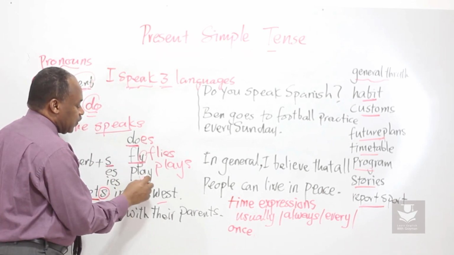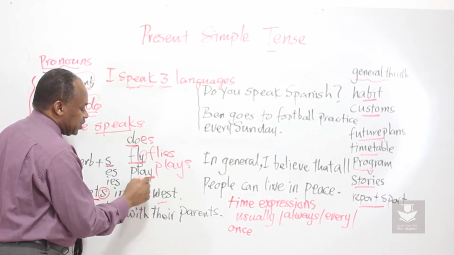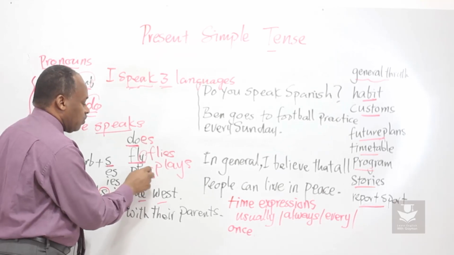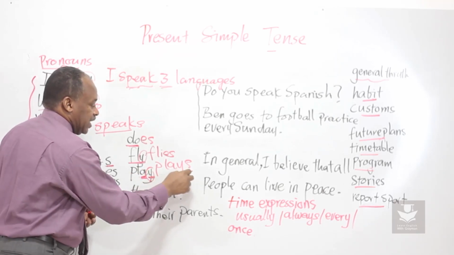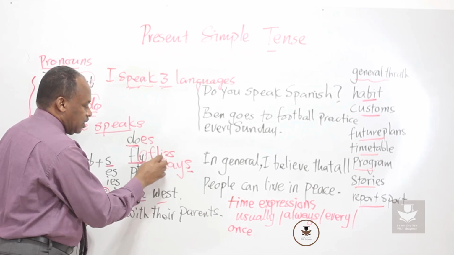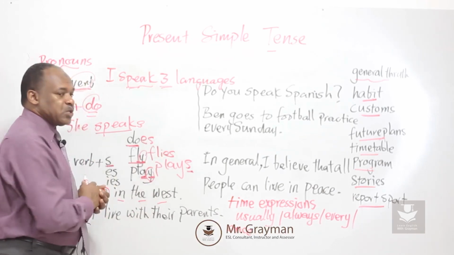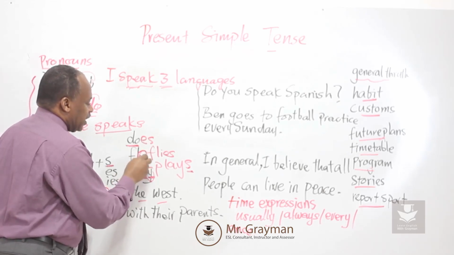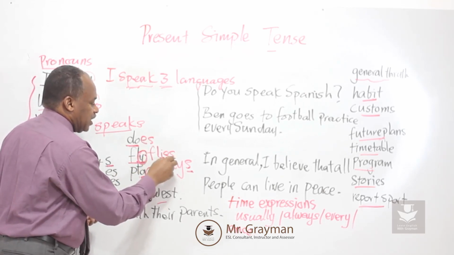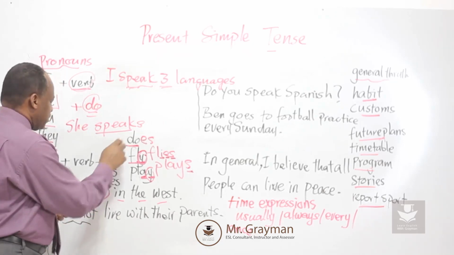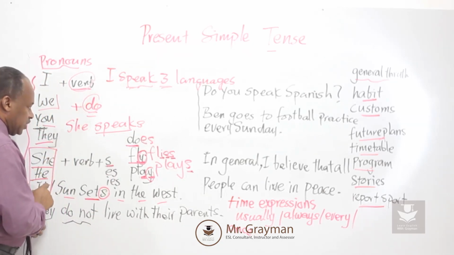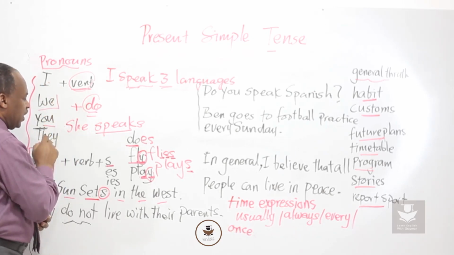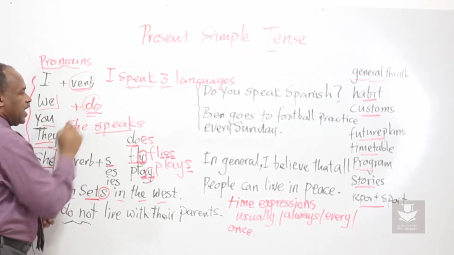Fly, if you look at the Y, is preceded by a vowel, so we don't have to change the Y. We keep it as it is and we add S. But here, the Y is preceded by a consonant letter, L. So we have to change the Y to I and then we add ES. That would be with she, he, and it. With I, we, you, and they, we just keep the verb as it is.